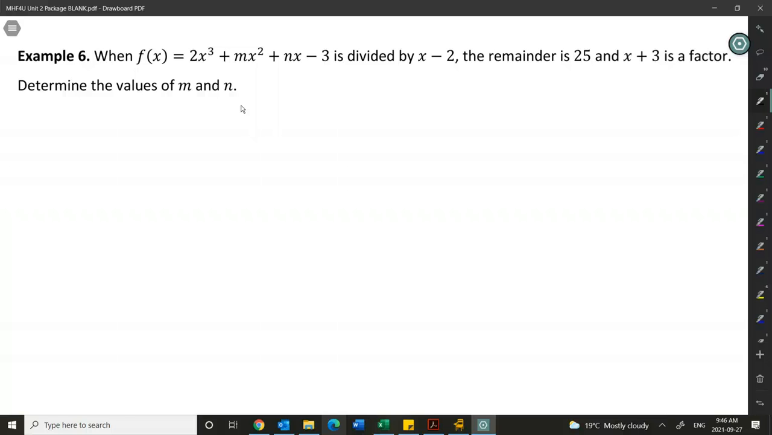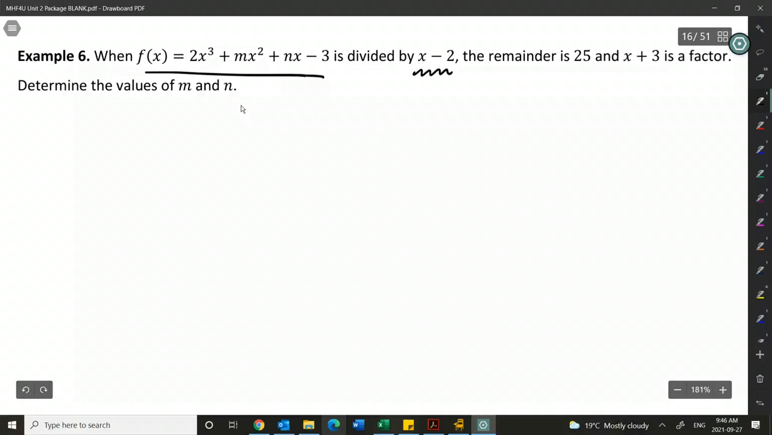Okay, so I want to set up some information with our polynomial f at x and the first piece of information that I've been given. So I've been given that when I divide by x minus 2, the remainder is 25. How do I first set up an equation with that information? Let's use remainder theorem. We did a question similar to this at the end of lesson 1. Bella?